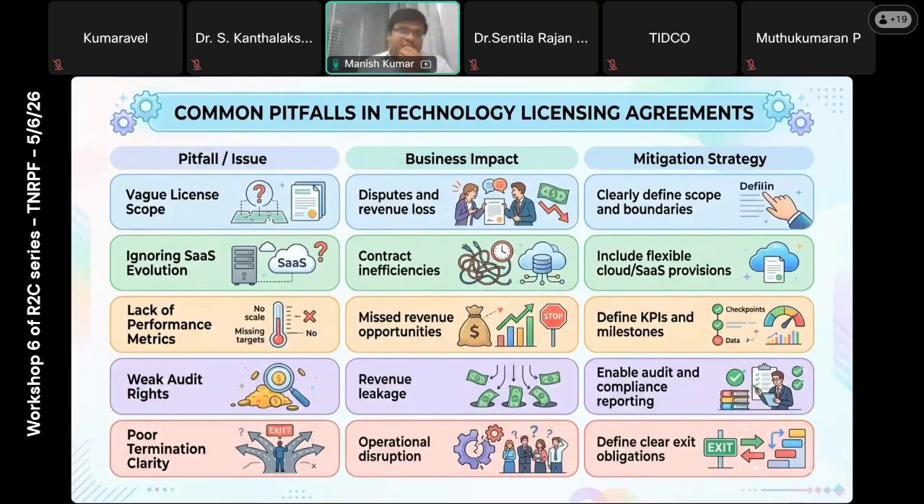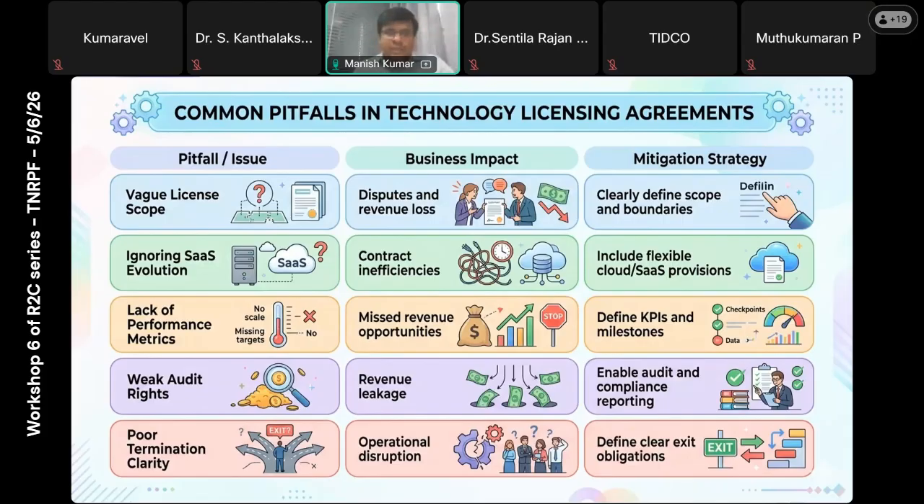One is the scope and definitions are vague. This results in misunderstanding between the two parties. It's better to define everything, define the scope and boundaries clearly. So your lawyers will help in that, or experienced persons can help in that.